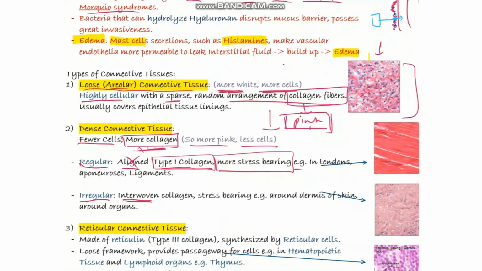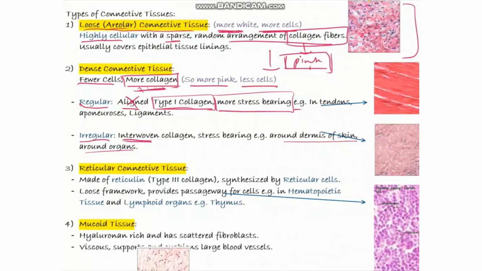It is of course stress bearing because it has more collagen. It's usually found around the dermis of the skin, around organs. So around the dermis of the skin or around organs, you would see this irregular dense connective tissue.